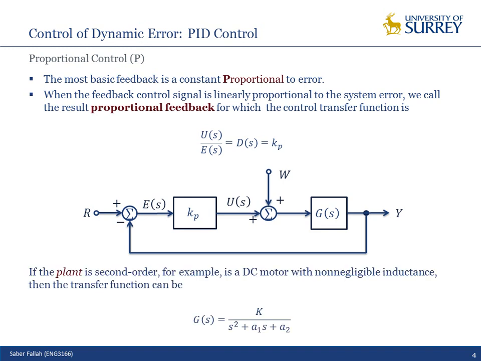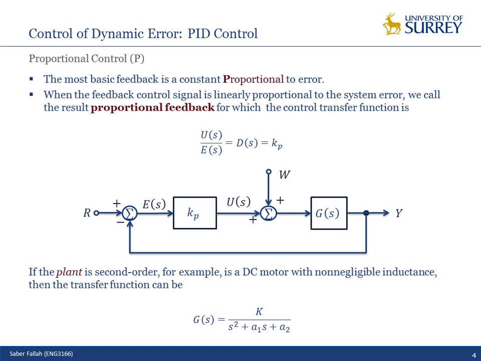Assume I have a second order system, for example, a DC motor. G(s) is the plant, a system without controller. It has the second order transfer function K over s squared plus A1 s plus A2. I don't care about A1 and A2.